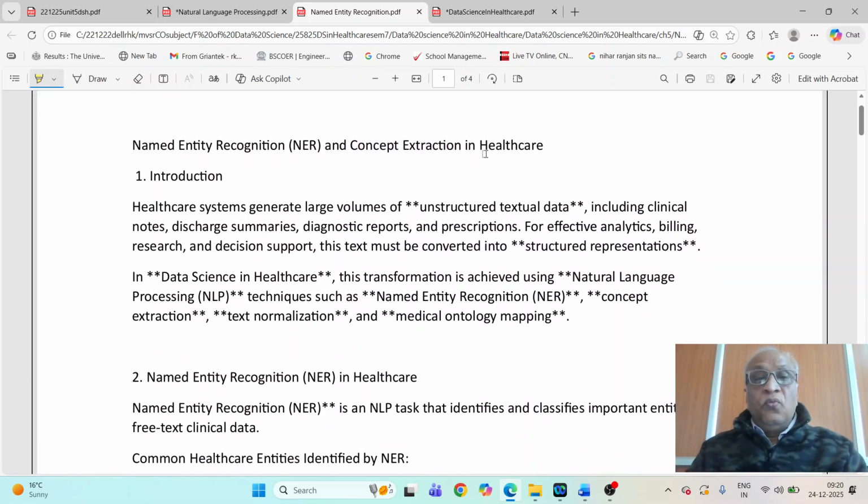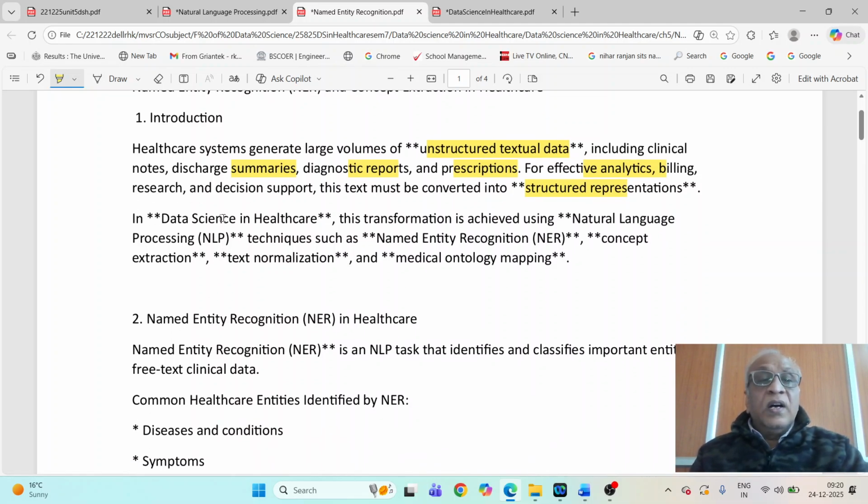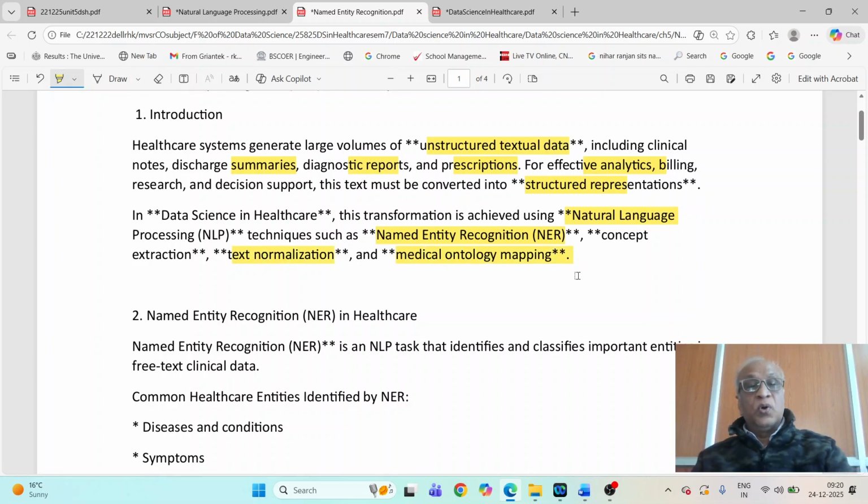So what healthcare will be doing is generating a lot of unstructured data now, which may have clinical notes, summaries, diagnostic reports, prescriptions. So for better analytics, for better billing, research, decision support, these texts should be converted into structured representation. So in data science in healthcare, this transformation is achieved with the help of NLP, using the techniques called named entity recognition, concept extraction, text normalization, medical ontology model.